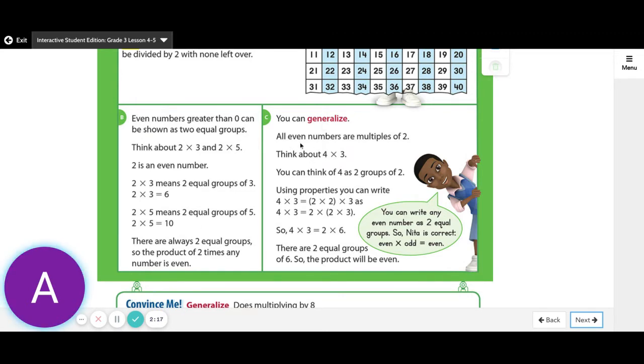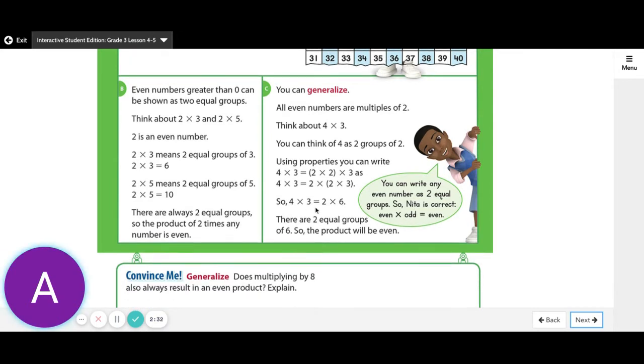We can generalize. All even numbers are multiples of 2. Think about 4 times 3. We can think about 4 as 2 groups of 2. We can use properties to write it as 4 times 3 is the same as 2 times 2 times 3, or 2 groups of 2 times 3. So we know 4 times 3 is the same as 2 times 6. So there are 2 equal groups of 6, so the product will be even.